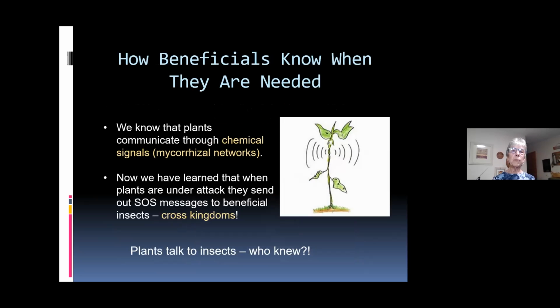We've known for a while that plants communicate through chemical signals. It's that network of chemicals underneath the ground where they send out messages to each other. But now we've learned that when plants are under attack, they send out messages to the beneficial insects. So this is plants talking to insects, which just kind of blows your mind. And who knew that?